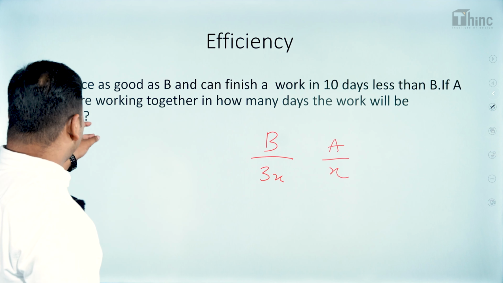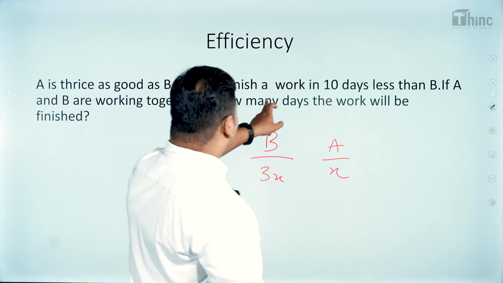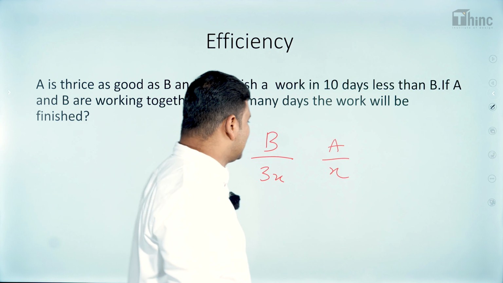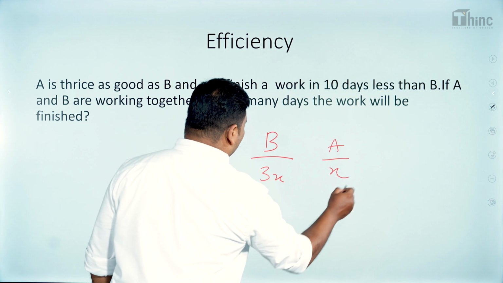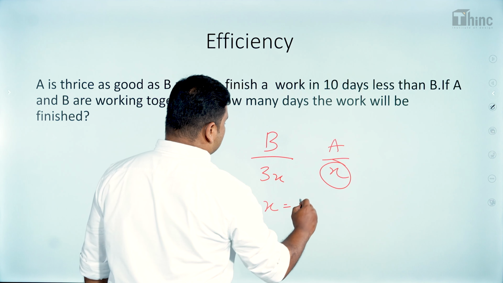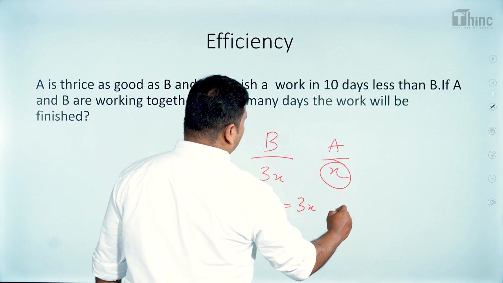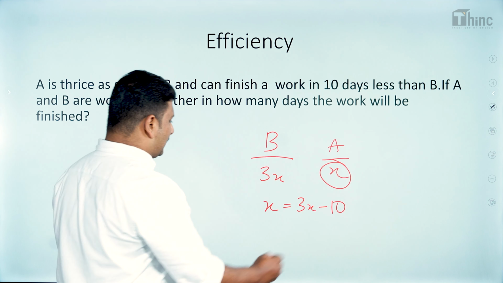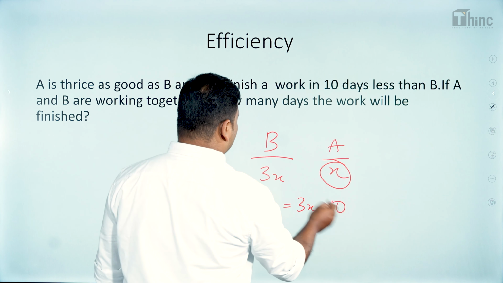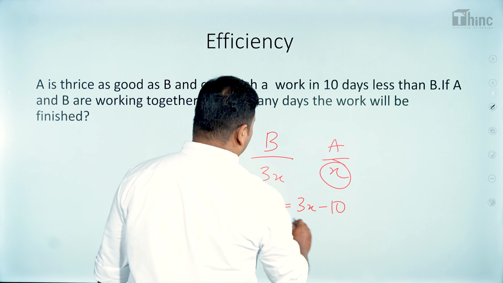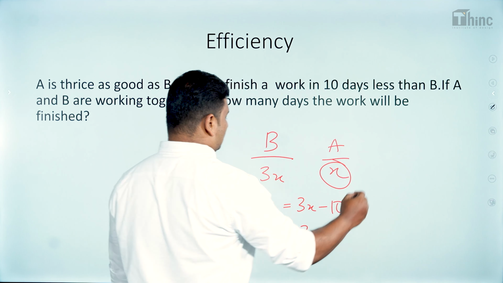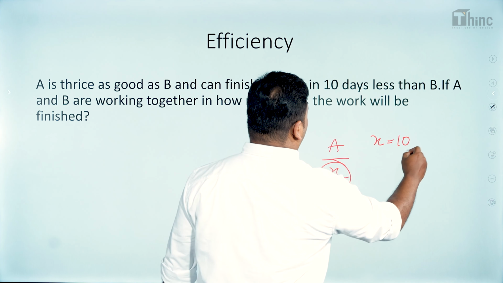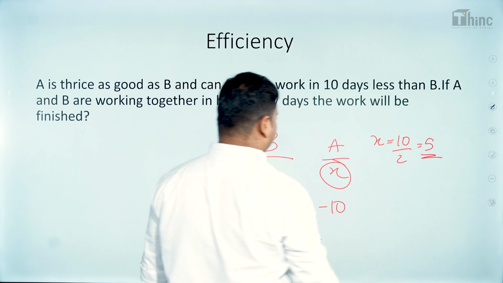Now what is the question saying? A is thrice as good as B and can finish the work in 10 days less than B. So the time taken by A to finish the work, that is x, is 10 less than the time taken by B to finish the work. So x is 3x minus 10, right? From there we can solve for the value of x. So x goes to this side, 10 goes to this side. So 10 equals 3x minus x, that is 2x. So x is equal to 10 by 2, which is 5.